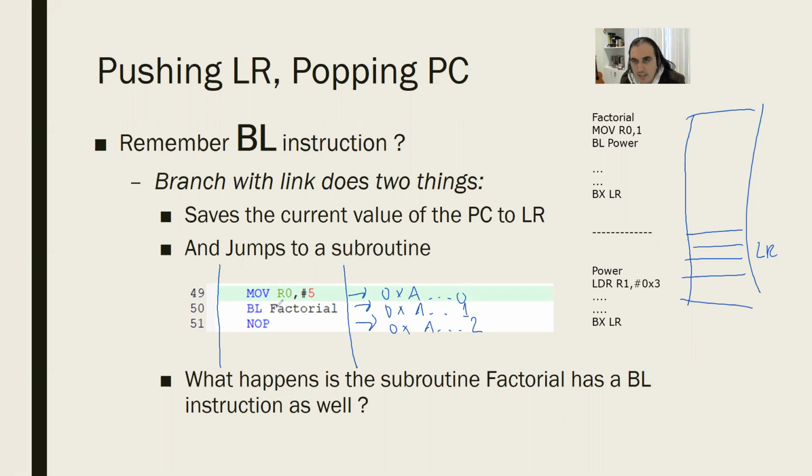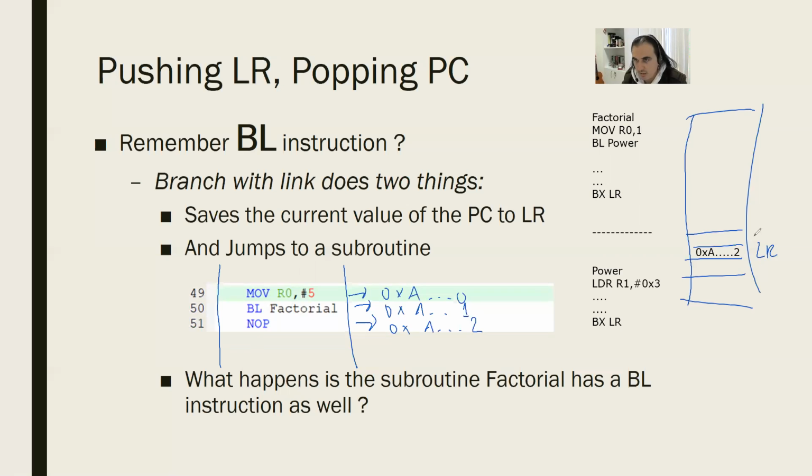When I do BL, it will jump to factorial so that the program counter will change. And my way back is this instruction, right? And it is at this value. So when I execute this BL, inside LR I will be writing this value, 0A something something 2. Why? Because when this instruction is finished, this BX LR will get the value inside LR and write it to PC, for example.